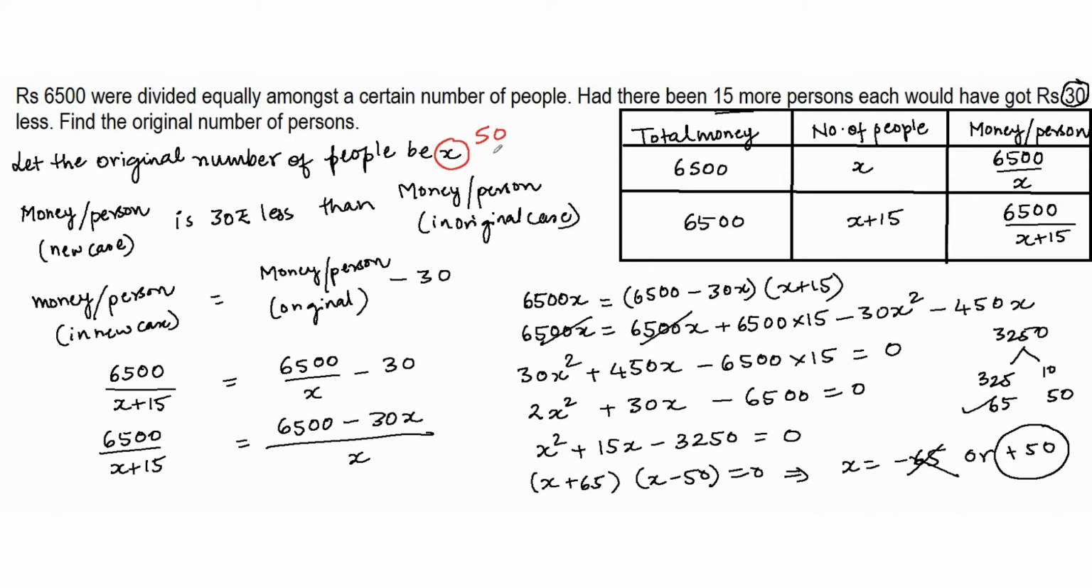So this is how we solve this particular question. Let's do a quick check. If there are 50 people and you are distributing 6500, then each person will get 130 rupees. Whereas if there are 15 people more, then there are 65 people here, and 6500 divided by 65 is going to be 100. You notice that each person gets 30 rupees less, and hence our answer definitely matches the situation, and hence our answer is right. So again moving on and pausing for a few seconds.